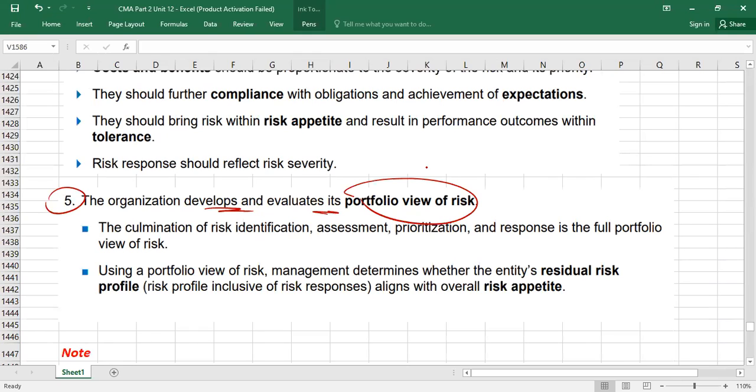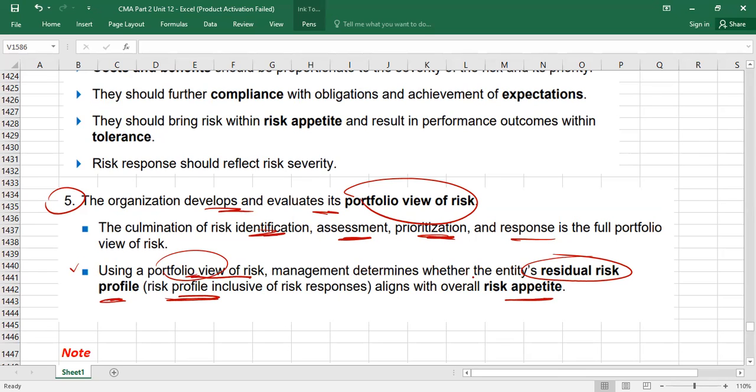What is meant by portfolio view? Portfolio means that you have to actually see how you are identifying risk, assessing risk, prioritizing risk, and responding to the risk. Using portfolio view, risk management determines the entity's residual risk profile, like how much risk is left. We have to look at how you are trying to reduce it and how much risk is left, and if risk is left, is it within risk appetite or not.